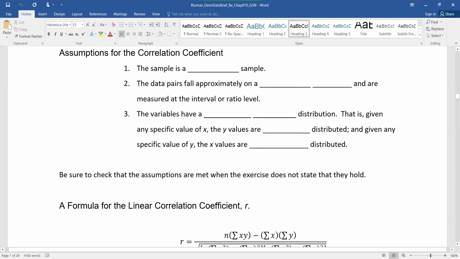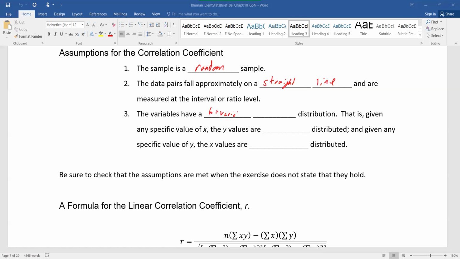All right, so the sample is a random sample. The data pairs fall approximately on a straight line and are measured at the interval or ratio level, meaning decimals are included. The variables have a bivariate normal distribution.